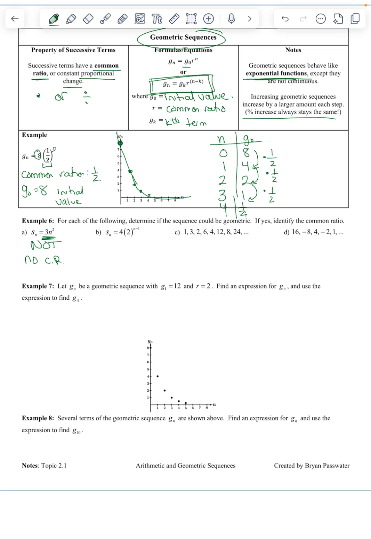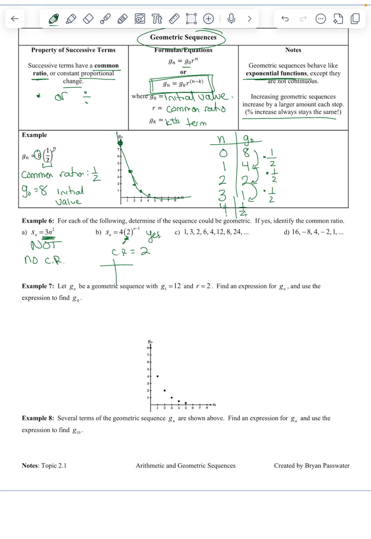Looking at this one, this looks exponential. This is definitely exponential, so it is a yes. And I can see that the common ratio is 2. But you can check for yourself by making a table.